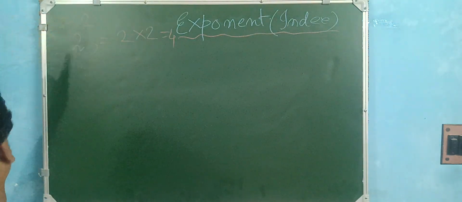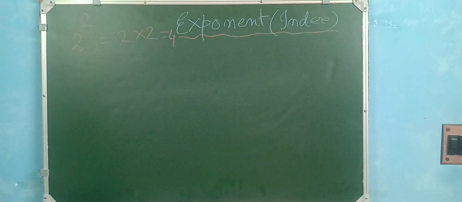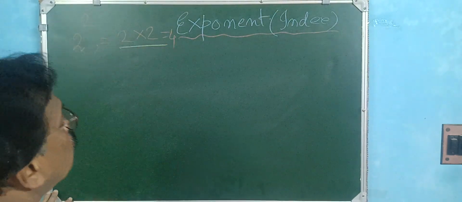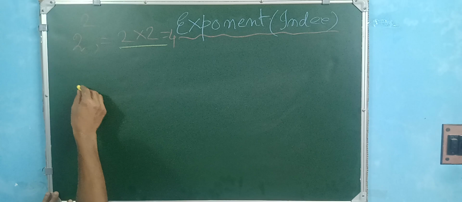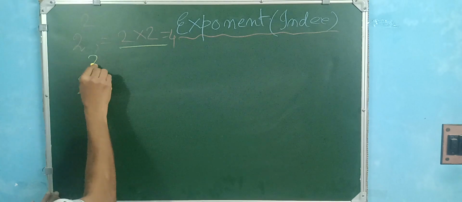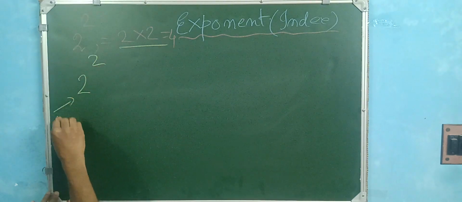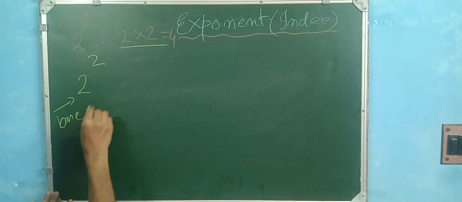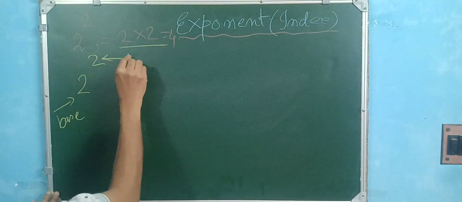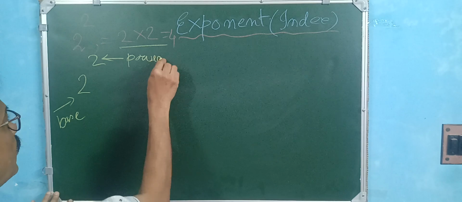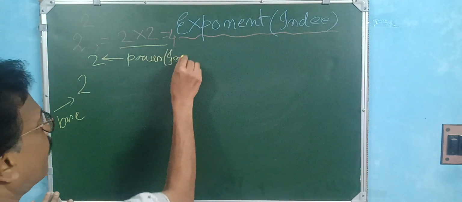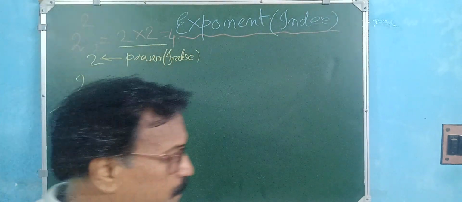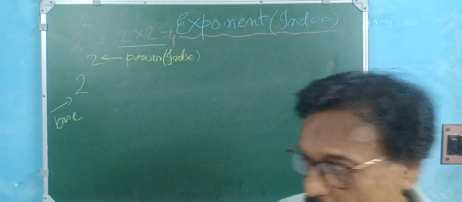Now, this is the basic concept. This is called 2 square. 2 square means 2 into 2. Here, this 2 is called the base, and this is called the power or index. The basic concept is clear gradually.